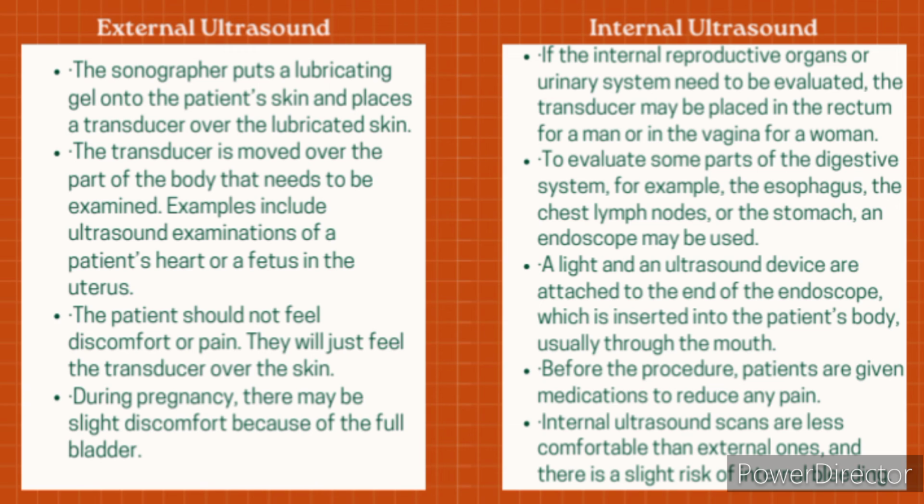Internal ultrasound. If the internal reproductive organs or urinary system need to be evaluated, the transducer may be placed in the rectum for a man or in the vagina for a woman. To evaluate some parts of the digestive system, for example the esophagus, the chest, lymph nodes, or the stomach, an endoscope may be used. A light and an ultrasound device are attached to the end of the endoscope, which is inserted into the patient's body, usually through the mouth. Before the procedure, patients are given medication to reduce any pain. Internal ultrasound scans are less comfortable than external ones, and there is a slight risk of internal bleeding.